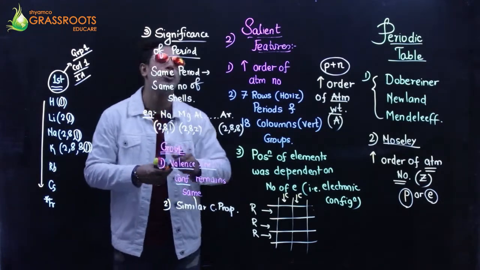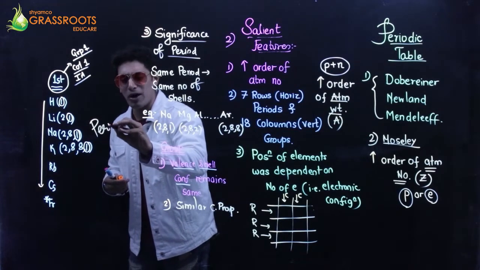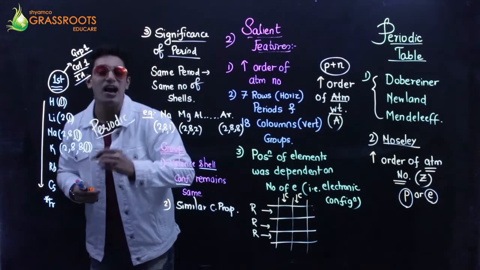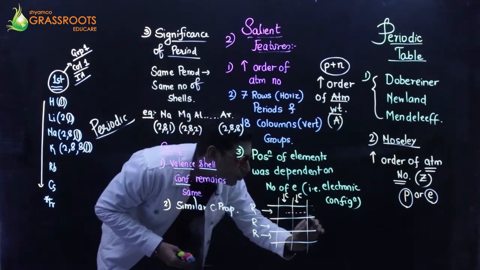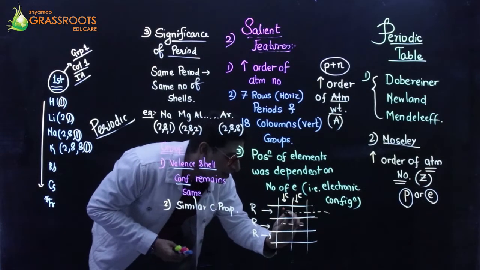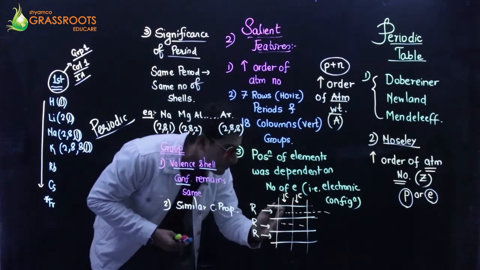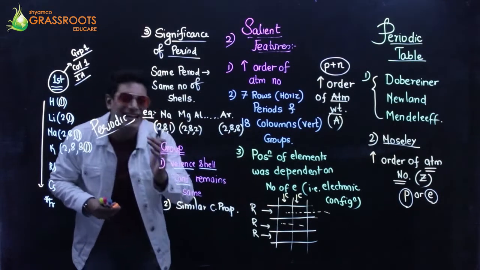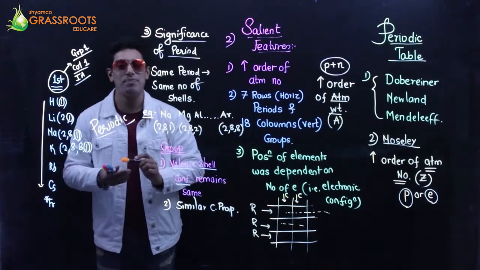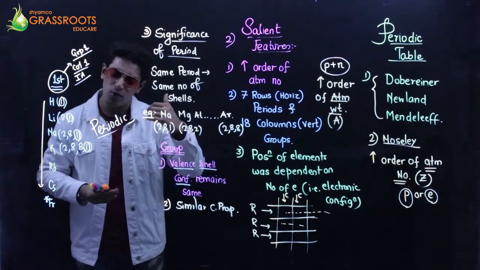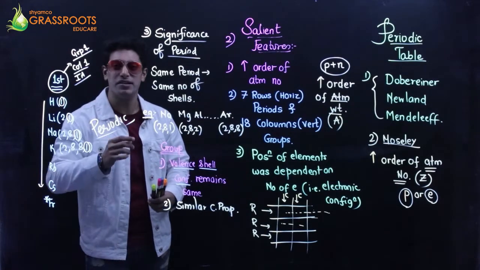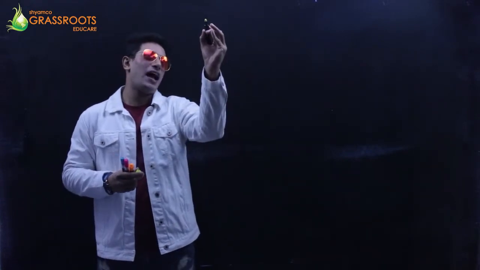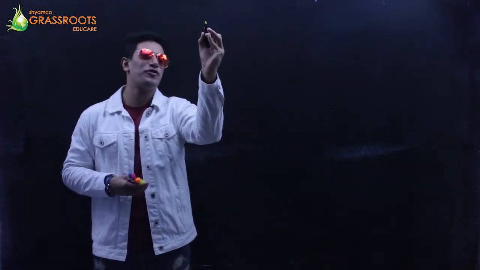What do you mean by periodic? When I'm talking about the word periodic, it means after regular intervals of time. That means, as we go ahead and come down, after regular intervals of time there is some sort of similarity in properties. Those periodic properties we're going to study, have a glance at, and learn by heart in a while. Talking about the actual periodic table, let's begin, guys.